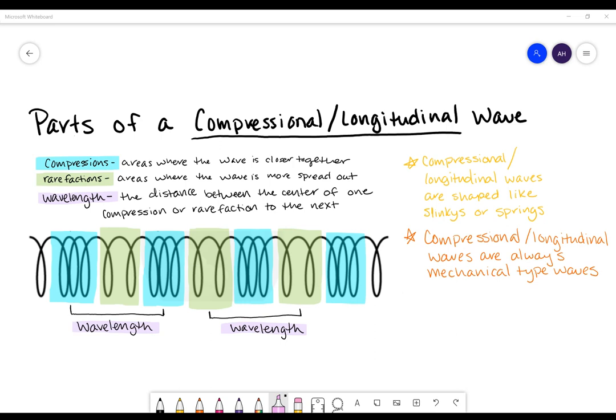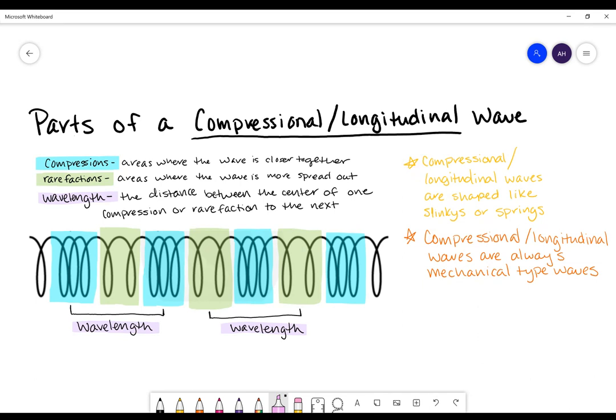All right, guys, this video is going to show you the parts of a compressional or longitudinal wave. Now, remember that they're talking about the exact same thing. It just happens to have two names for this shape of wave. First thing, compressional waves or longitudinal waves are shaped like slinkies or springs, just like you see on that diagram on your screen.